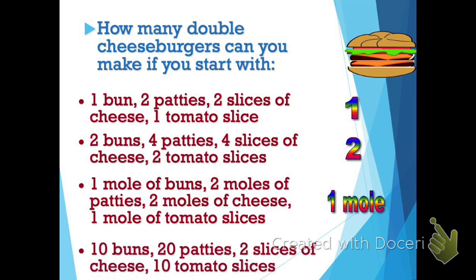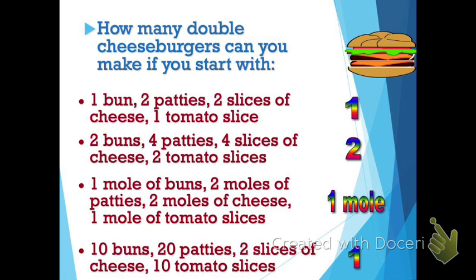What if I start with 10 buns, 20 patties, 2 slices of cheese, 10 tomato? How many can I make? I don't think so. I can only make 1. Because what am I going to run out of? Cheese, right? I only have enough slices of cheese to make how many of my product? 1. So what's my limiting reactant there? Cheese, right? Cheese is my limiting reactant.